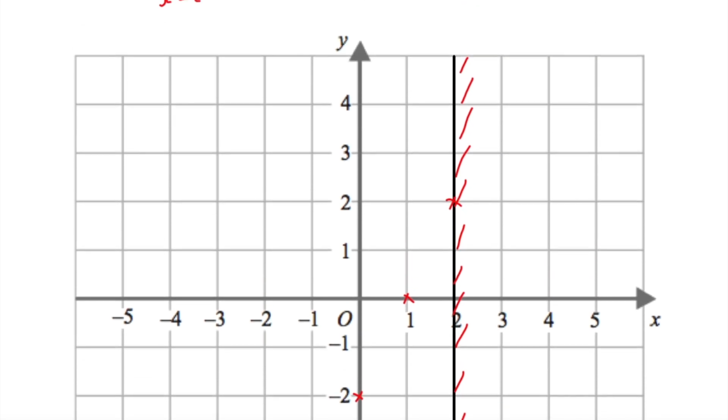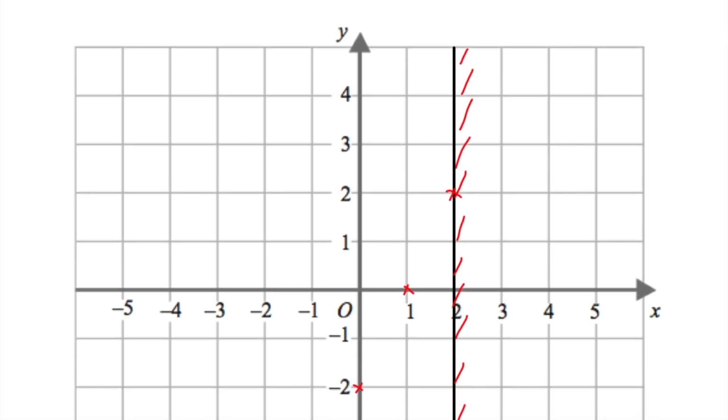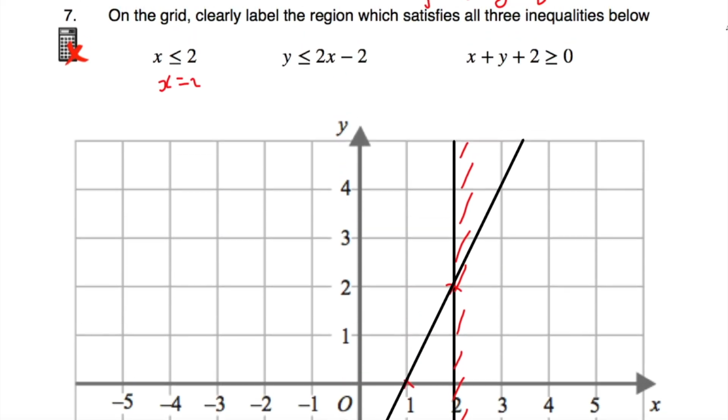So those points are in a nice straight line, nice diagonal line, and it's less than or equal to, so we're going to draw a solid line passing through those points. So let's do that. So that's the line of y equals 2x minus 2.